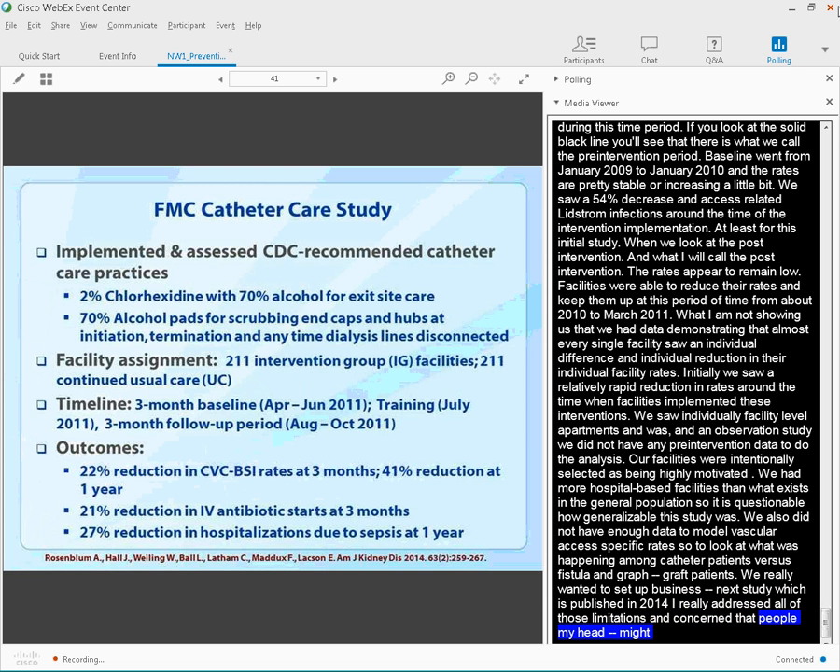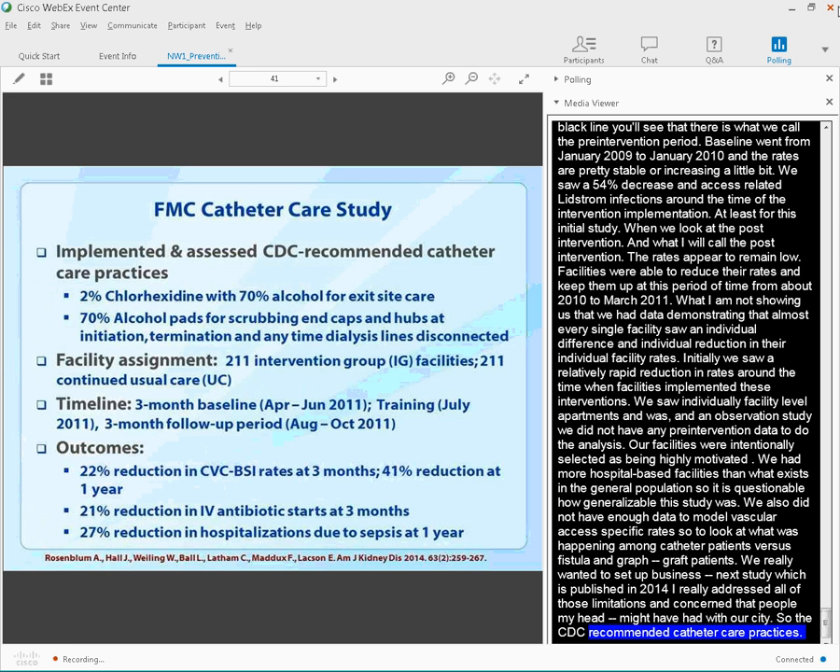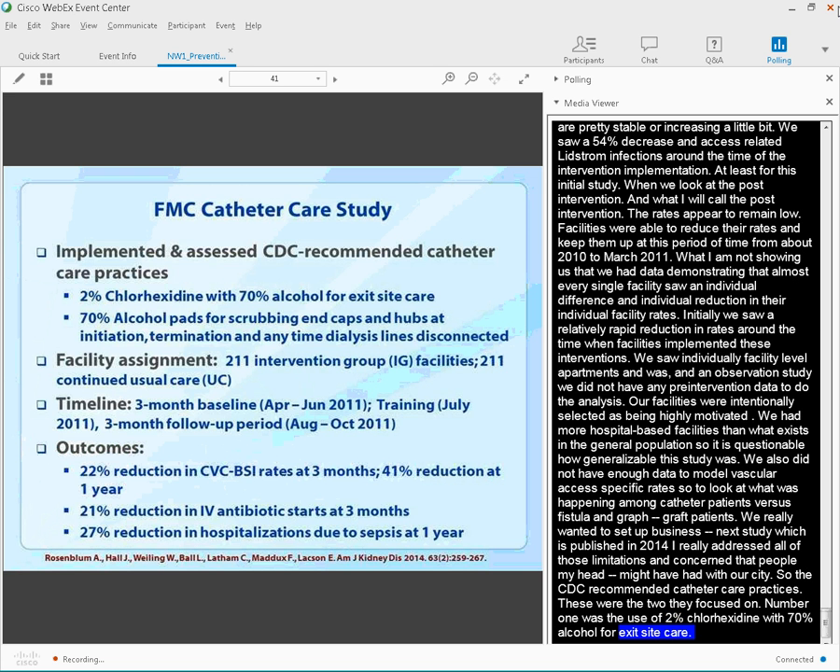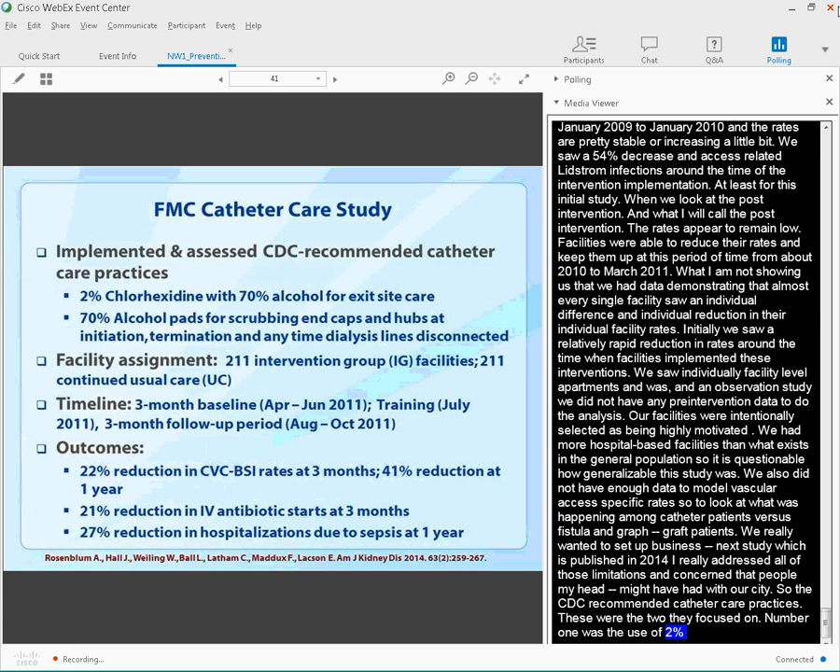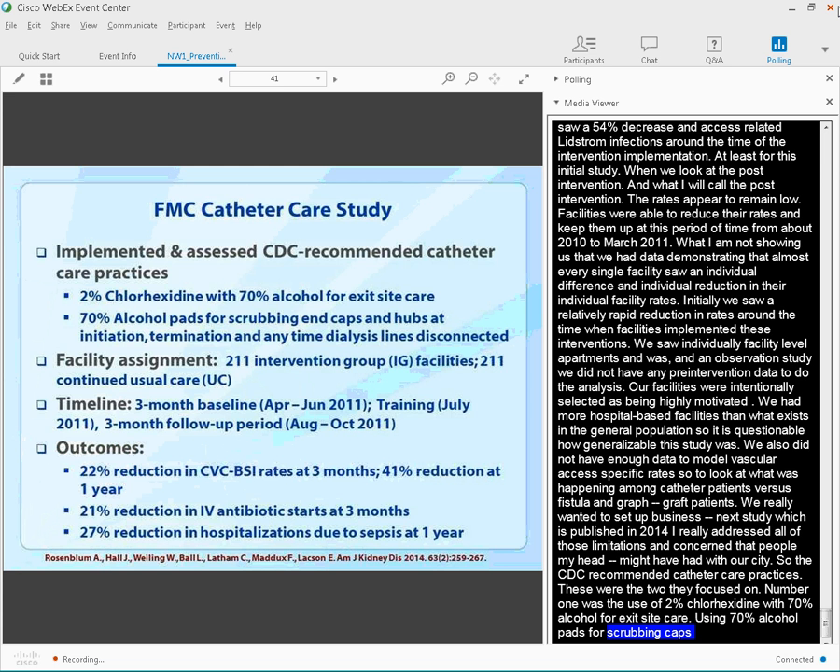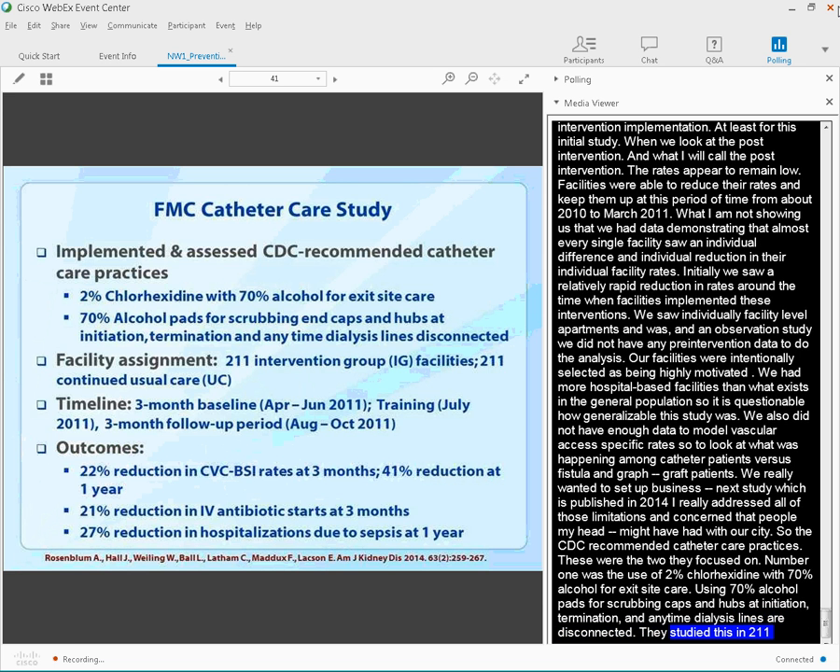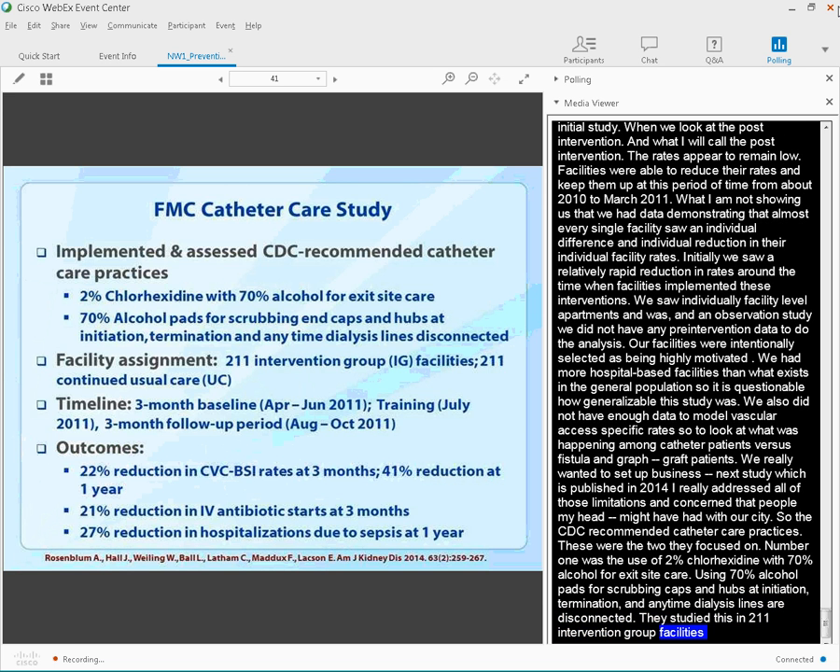Number one is use of 2% chlorhexidine with alcohol for exit site care, and number two is use of alcohol for scrubbing the hub at initiation, termination, and any time dialysis lines are disconnected. So again, they're doing chlorhexidine at the exit site and scrub the hub are the two interventions that they focused on. They studied this in 211 intervention group facilities that were matched to 211 facilities that continued their usual care.